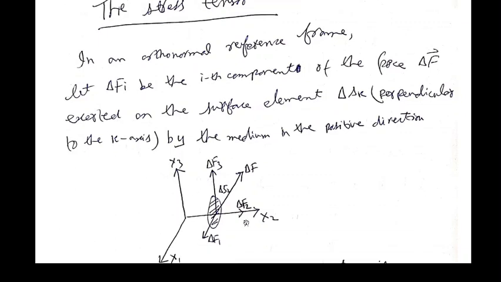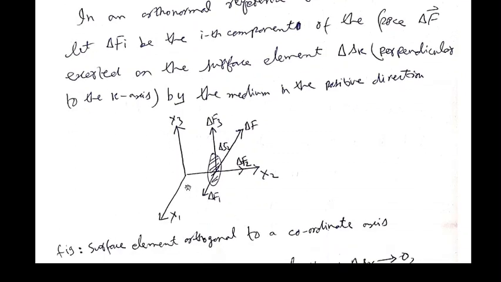This frame is shown here. This is x1, this is x2, this is x3, this is surface element delta S2 for the sake of example. This is delta F2, this is delta F3, and this is delta F1, in the x1 direction, in the x2 direction, and F3 direction. And normal of this element is in x1 direction.